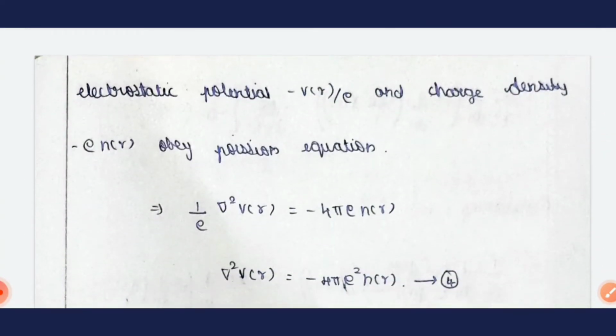Here the electrostatic potential minus V of r divided by e, and the charge density minus e into n of r, obey Poisson's equation. So we can write 1 by e into del square V of r equal to 4 pi e n of r. Taking the 1 by e to the right hand side, it becomes e square, and the term on the right hand side is minus 4 pi e square into n of r.